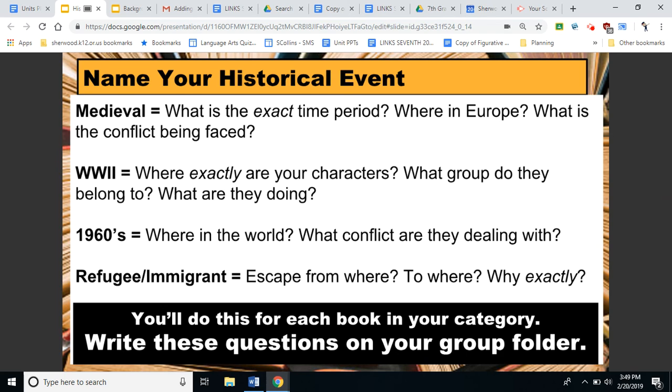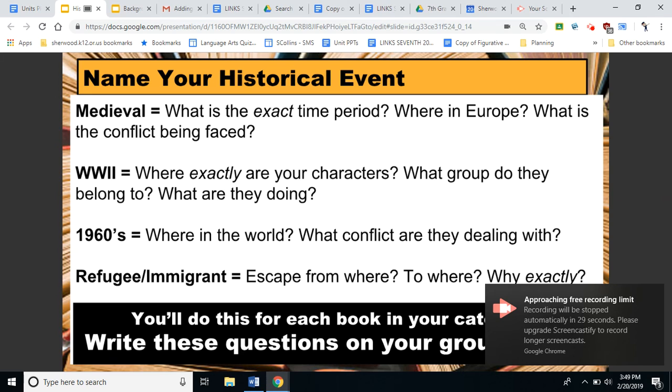In the 1960s, it's only 10 years. But what conflict are you talking about? Where in the world was it happening? Refugee immigrants, oh my gosh, the timeline is a great span of time. So where are they escaping from? Where are they escaping to? And why are they escaping? That's what's important. Medieval times, that's a long time period. What exact period? Where in Europe? What conflict is being faced?